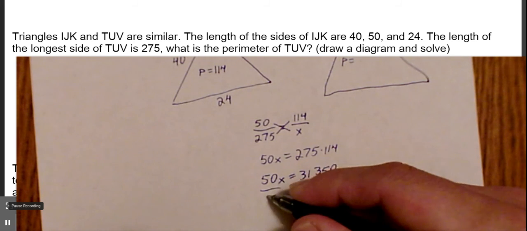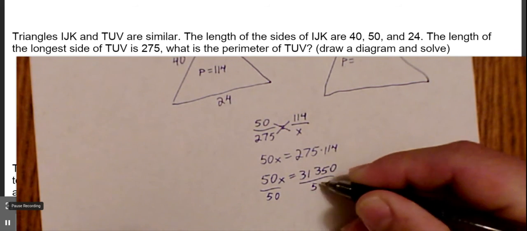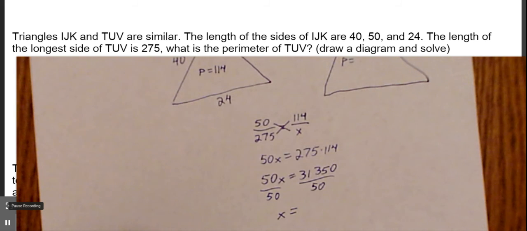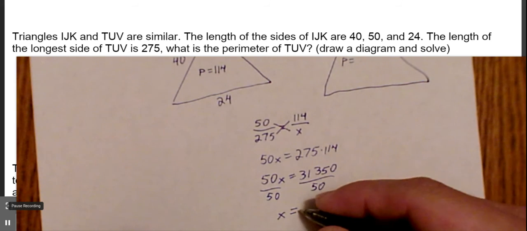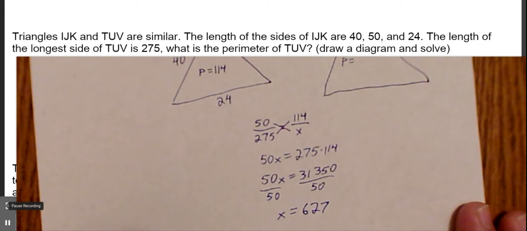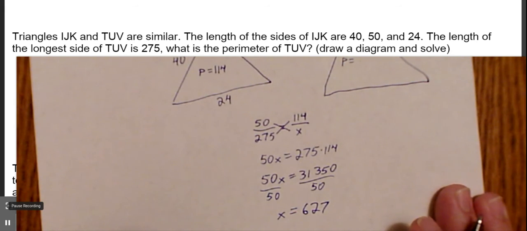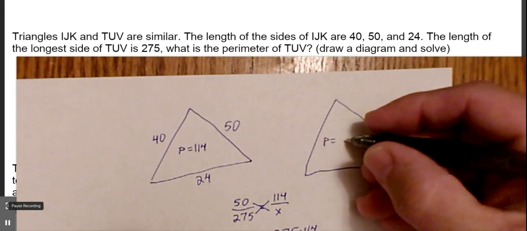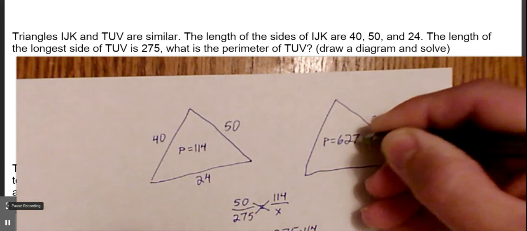Then I can just divide that answer by the 50. I'm going to do that. Divide by 50 is 627 units. They didn't ever tell us what units we were actually using here. So my final answer, the perimeter of the larger triangle, is 627.